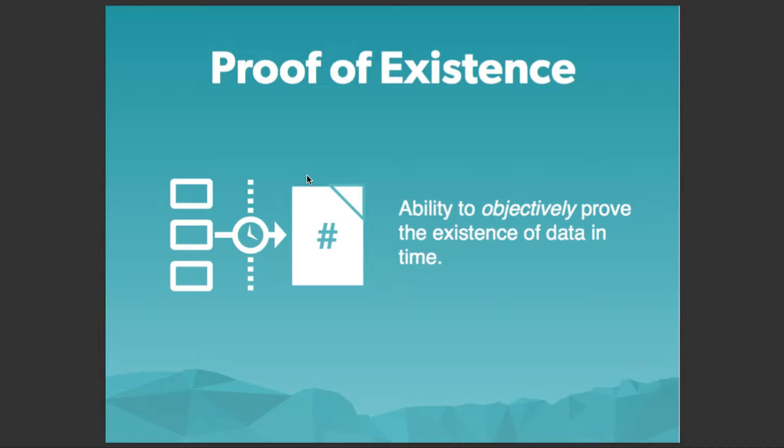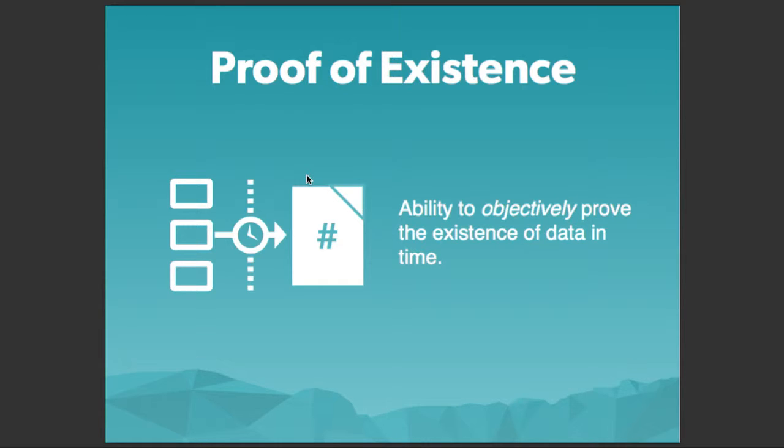Proof of existence is, simply put, the ability to objectively prove the existence of data in time, as it's written. The way we do that is we have the blockchain on the left, and we insert a transaction into the blockchain, and we put a hash that represents data in that transaction. That's our timestamp, so that's kind of our peg. With this peg, we can say, if we have the original data, the hash of that data, and the transaction that contains that hash, then with these three elements, this piece of data existed at this moment in time in this particular configuration.